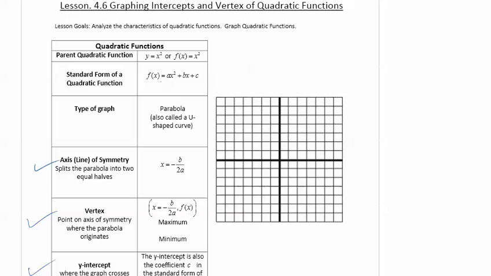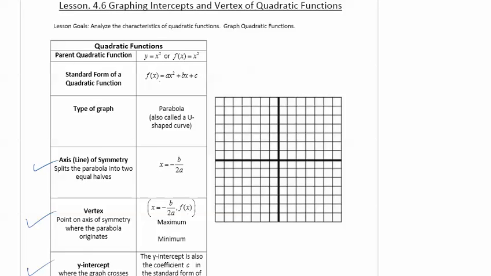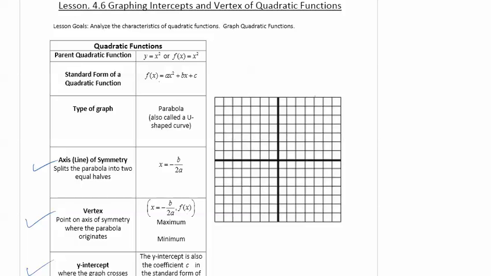So what we're going to do is talk about axis of symmetry first. The axis of symmetry for a quadratic is x equals negative b over 2a. So let's talk about where that comes from. I'm going to make up a function. The function that I'm going to make up is f of x is equal to x squared minus 7x plus 10.